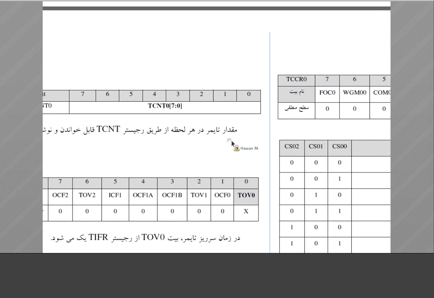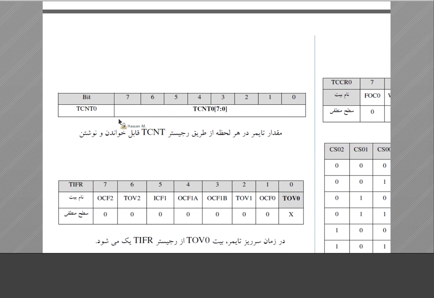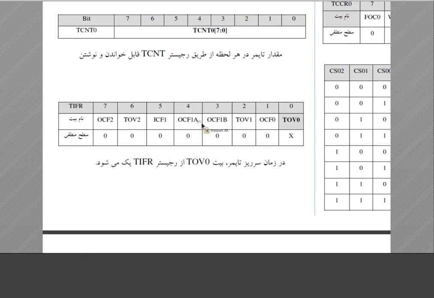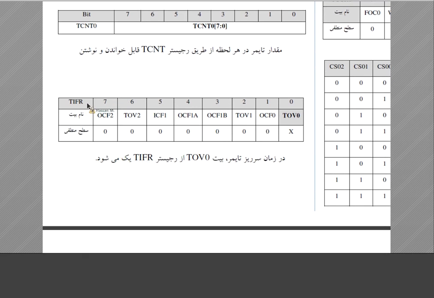This register, TCNT, each time the value of the counter is registered in this register. It isn't bit addressable. It is always available for reading and writing. And this register TIFR means timer interrupt flag register, for working with interrupts.